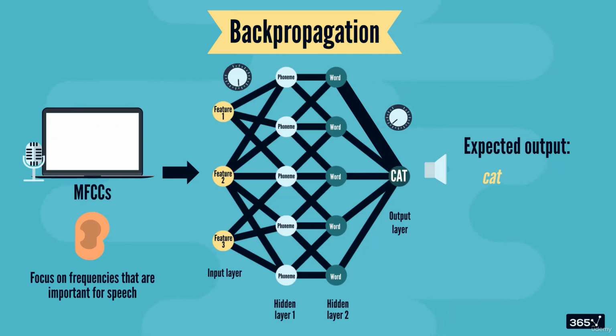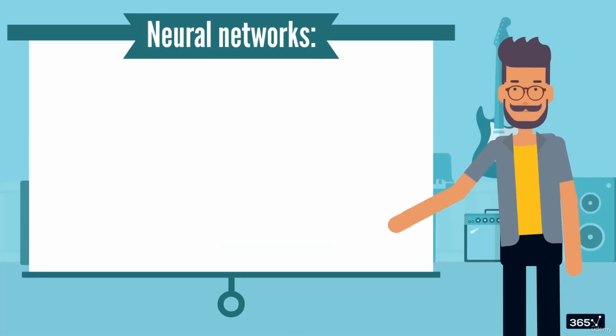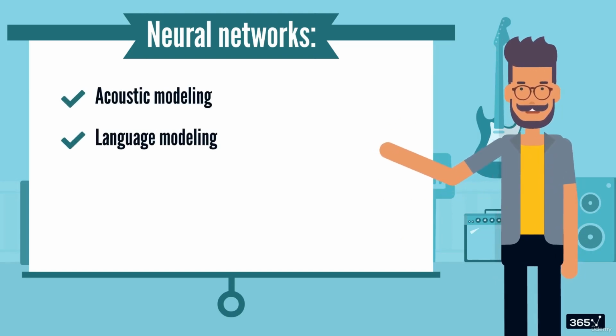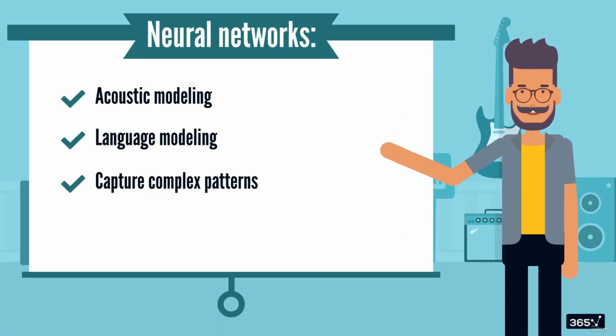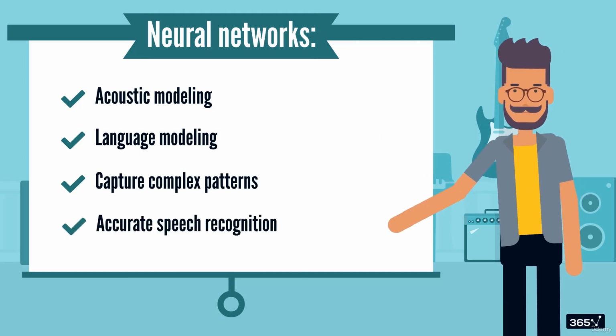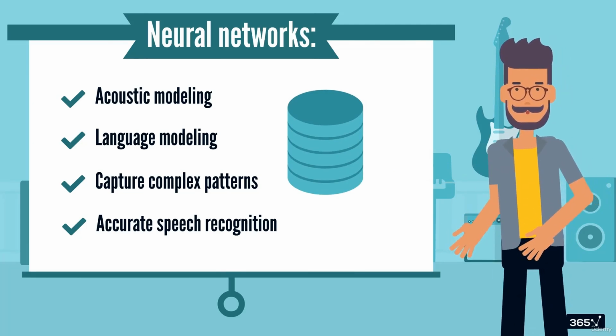Finally, after several rounds of adjusting the weights, the data reaches the output layer, where the network predicts the most likely word or phoneme based on the patterns identified in the hidden layers. The flexibility of neural networks makes them highly effective for speech recognition in acoustic and language modeling. They can capture complex patterns in speech data, leading to more accurate and reliable recognition systems. But neural networks need vast amounts of data to improve, which is arguably their primary challenge.